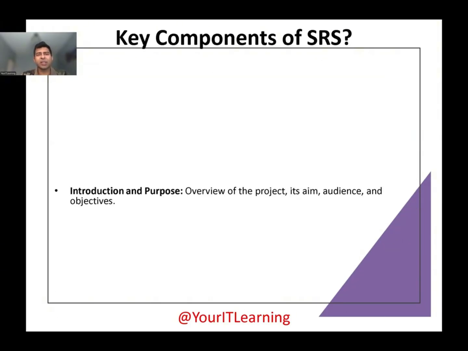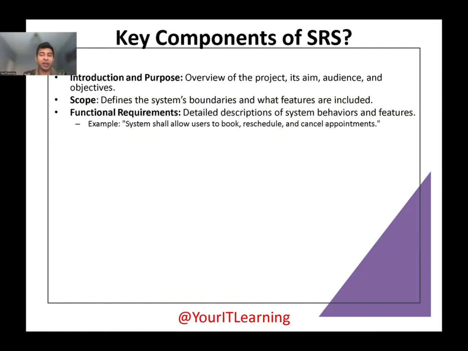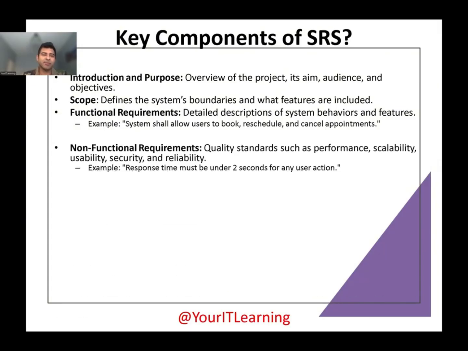Now let's discuss what are the key components of SRS. Introduction and purpose: an overview of the project, the aim of the project, audience and objective. What is the scope? It defines the system boundaries and what features are included or excluded. Functional requirements: detailed description of system behavior and features. For example, the system shall allow users to book, reschedule, and cancel appointments.